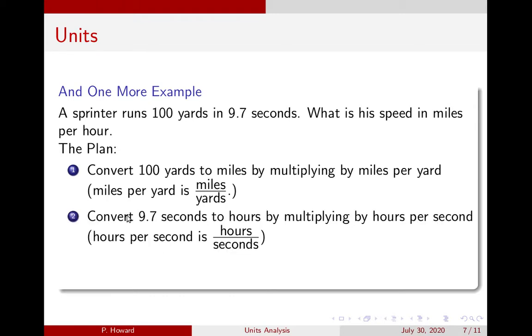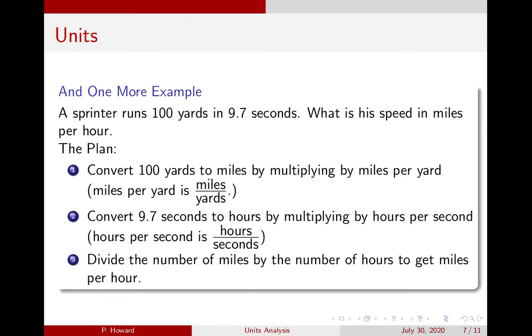And then we will convert the 9.7 seconds to hours by multiplying by hours per second. So if you multiply seconds by hours over seconds, the seconds cancel, and you get the time converted to hours. And then finally, we will divide the number of miles by the number of hours to get the speed in miles per hour.